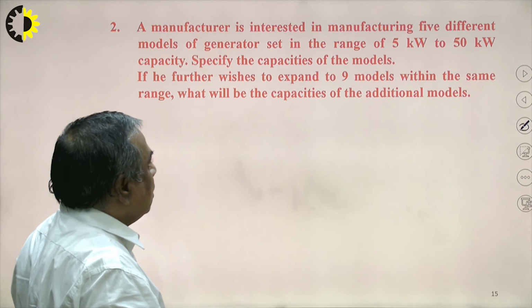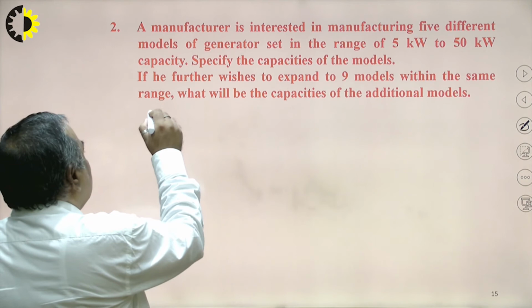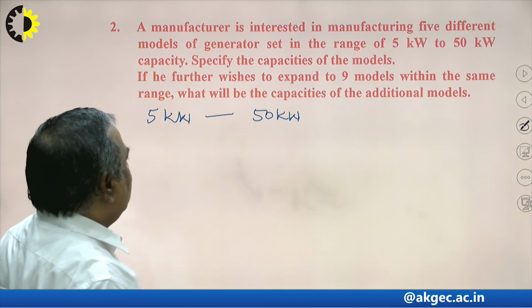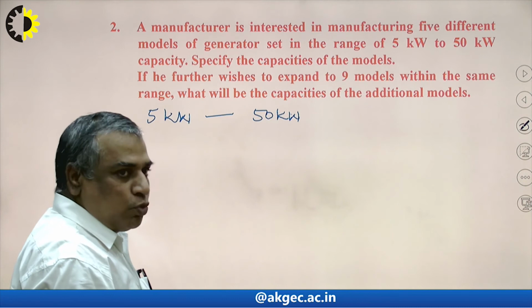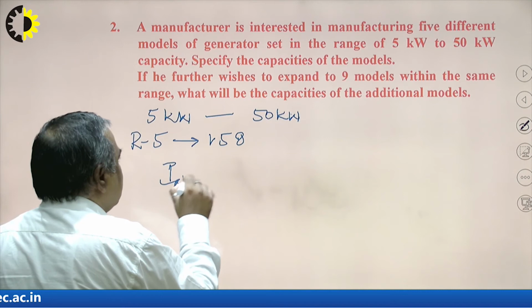A manufacturer is interested in manufacturing 5 different models of generator set in the range of 5 kilowatt to 50 kilowatt. So here initial is 5 kilowatt to 50 kilowatt. And if further he wishes to expand to 9 models within the same range, what will be the capacity of additional model? So again, I will start with R5. The series factor is 1.58 and the first model I start with 5 kilowatt.